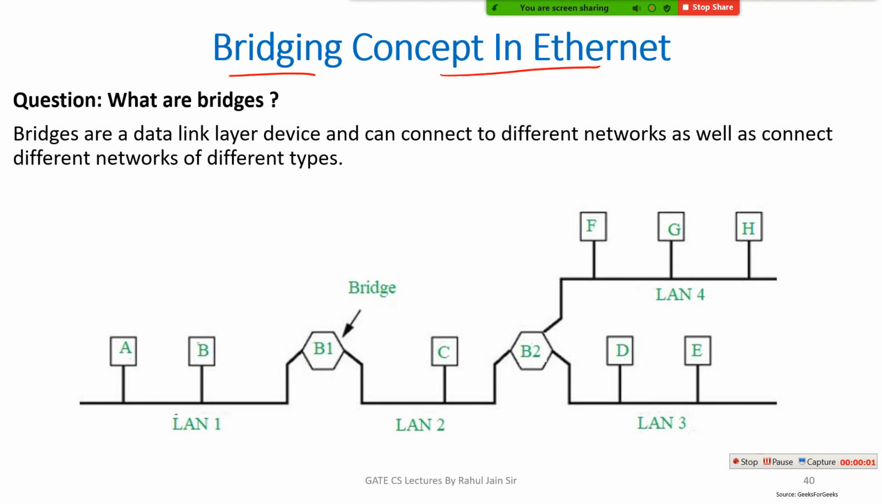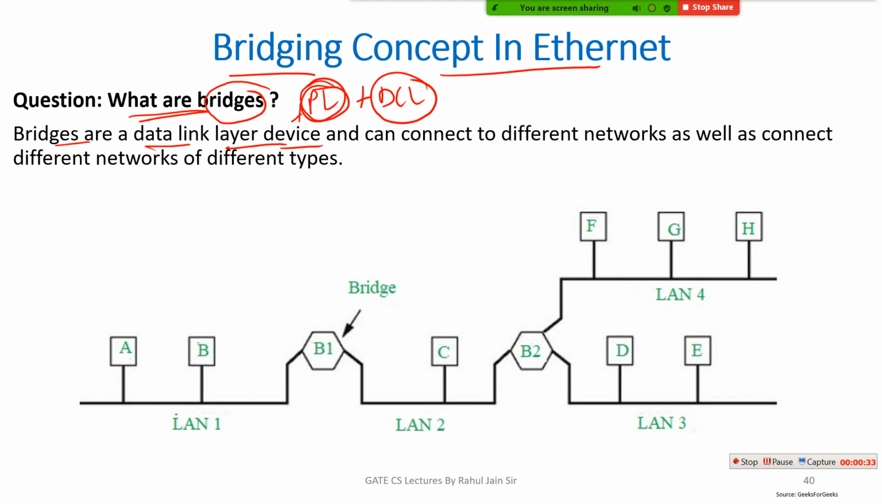In Ethernet, the first question that arises in our mind is: what are bridges? If we go with the definition, we can say that bridges are data link layer devices. Basically, you need to add here that it is also a physical layer device. Bridges are physical layer plus data link layer devices.